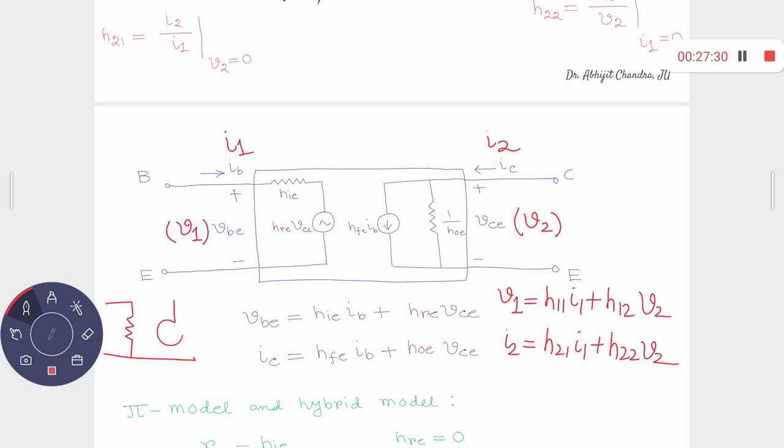It's a simpler model. Suppose this is your base terminal, this is the emitter terminal, this is the collector terminal. You have R pi there, GM V pi there, and R naught there. So, is there any relation between this model and that model?